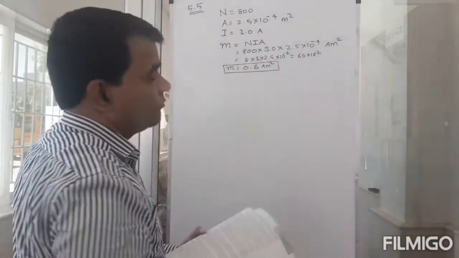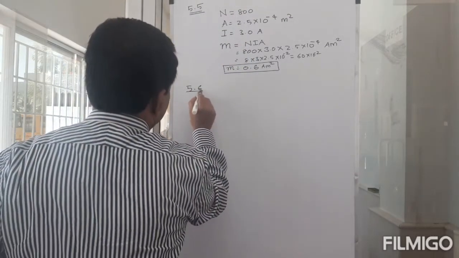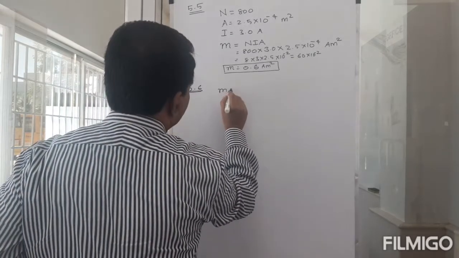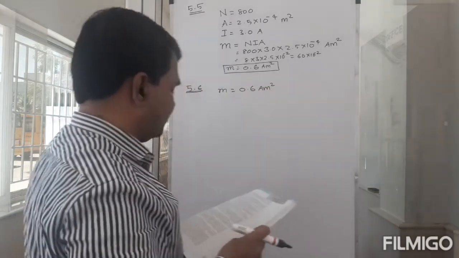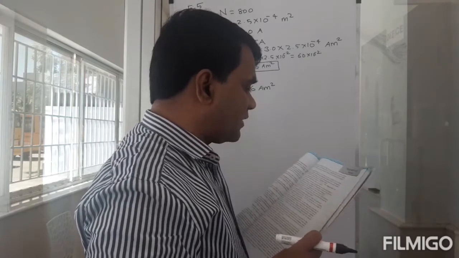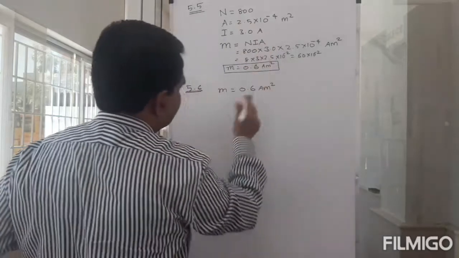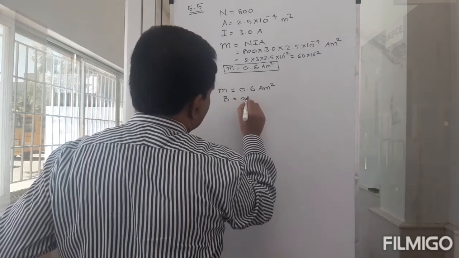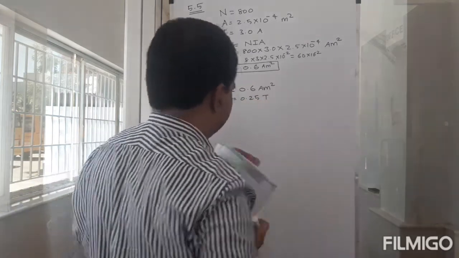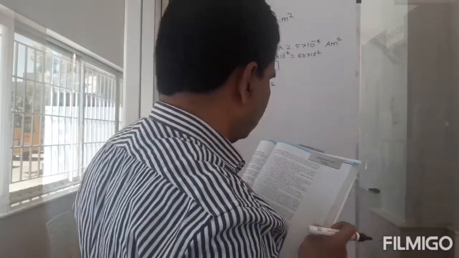Okay. So they are referring to the same solenoid that we have done in 5.5. So 5.6 uses the same solenoid, which means that M of this is the same, 0.6 ampere meter squared. And the external field is 0.25 Tesla. So this is kept in an external field of 0.25 Tesla. So B external is equal to 0.25 Tesla. And it is kept at an angle of 30 degrees with the direction of the applied field.